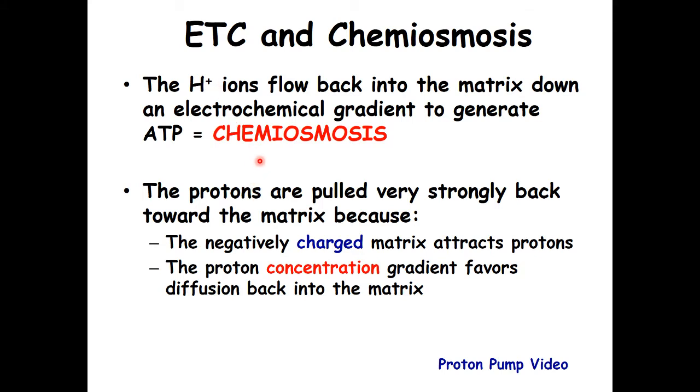And protons want to come back into the matrix by two different forces. One is the concentration difference, right? There's high concentration in the inner membrane space, and lower concentration in the matrix. That's one force. Now, when you have a high concentration of hydrogen ion in the intermembrane space, then there's a charge difference, right? It'll be more positive in the intermembrane space versus the matrix space. So the charge difference will also attract the protons to come in.